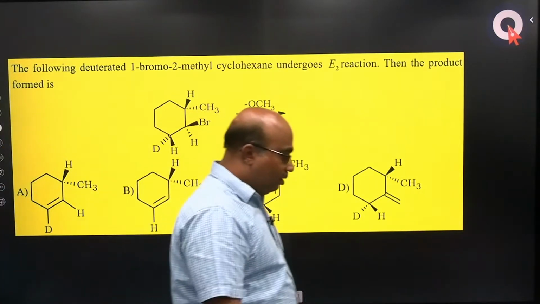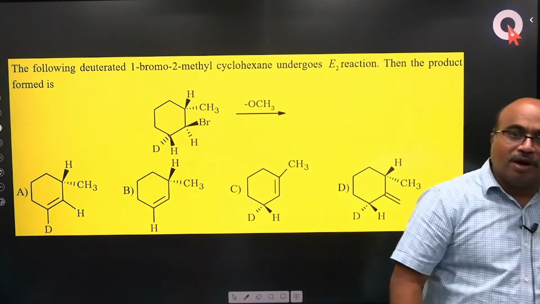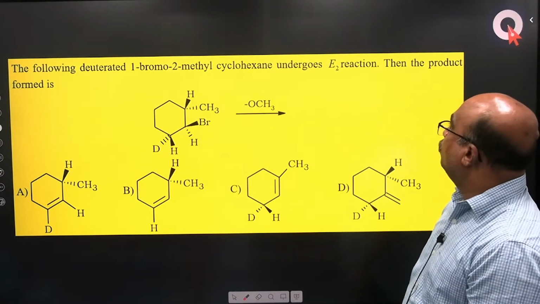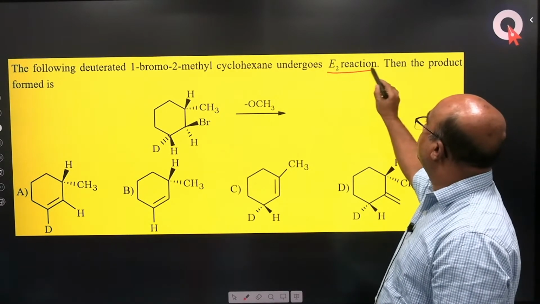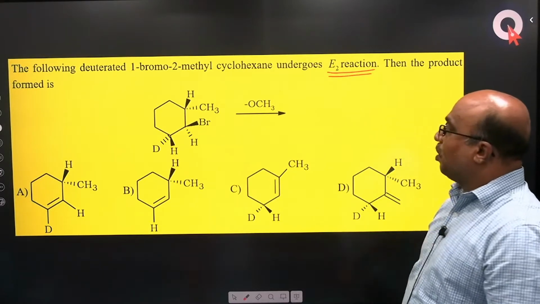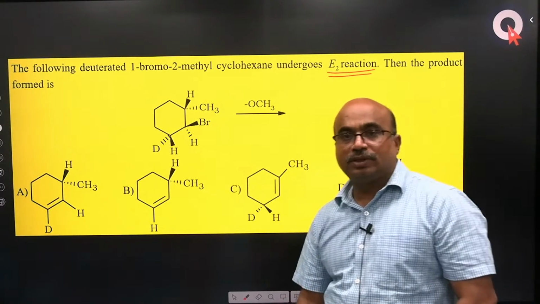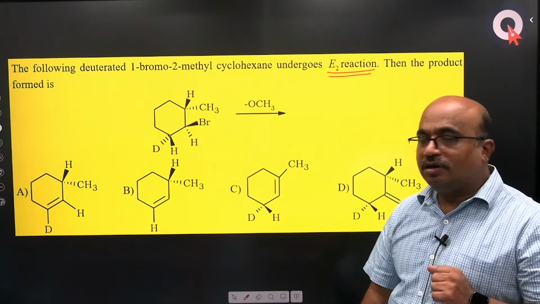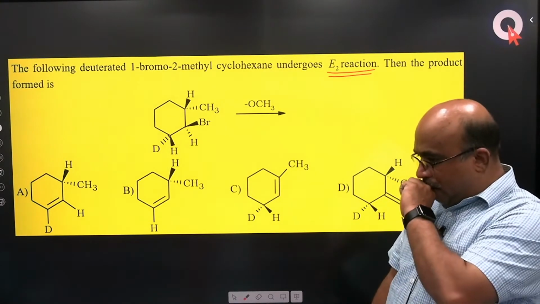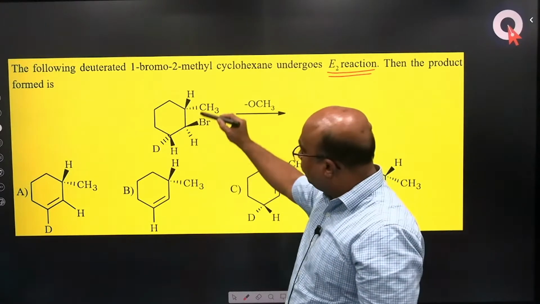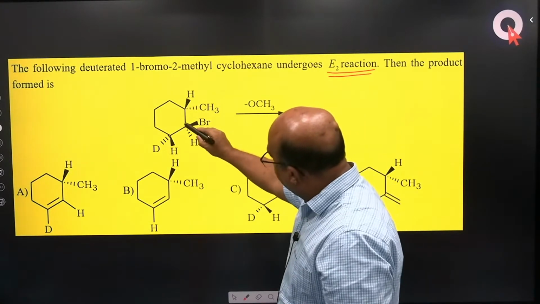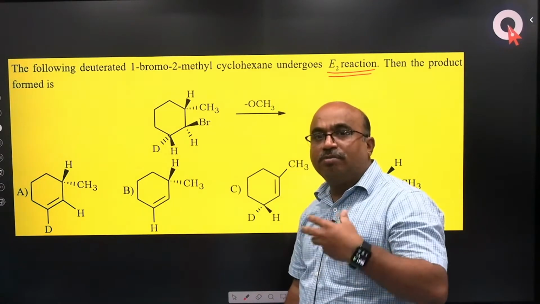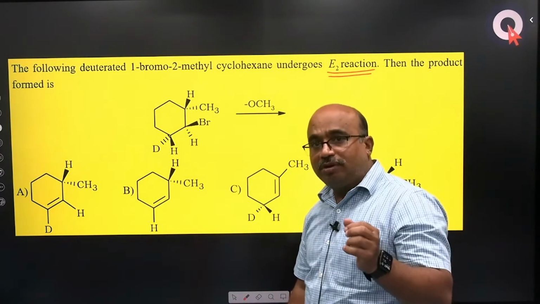Which of the following deuterated 1-bromo 2-methylcyclohexane undergoes E2 reaction? Then the product formed is. So in cyclohexane we generally say, when you try to represent this, cyclohexane exists in a chair form and boat form. Chair form is more stable.